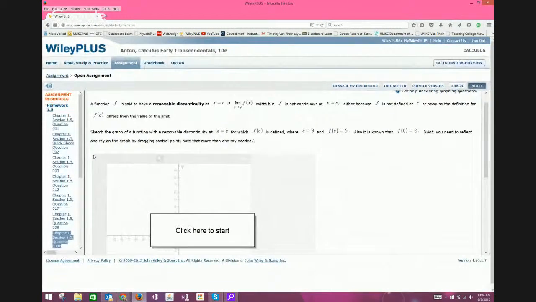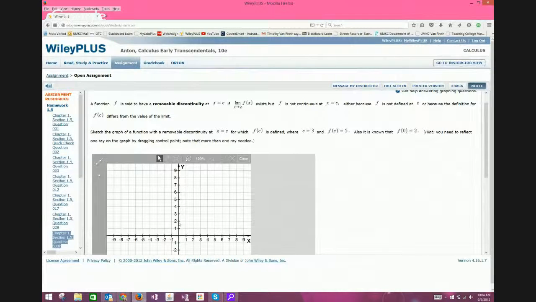Here we're looking to graph a function that has a removable discontinuity at x equals c. In this case, c is going to be 3. So this is stating the function's limit exists, but it's not continuous. So the limit on the right has to equal the limit on the left. But for it not to be continuous, the value of the function at x equals 3 can't equal the limit. So sketching the graph, we have a ray.